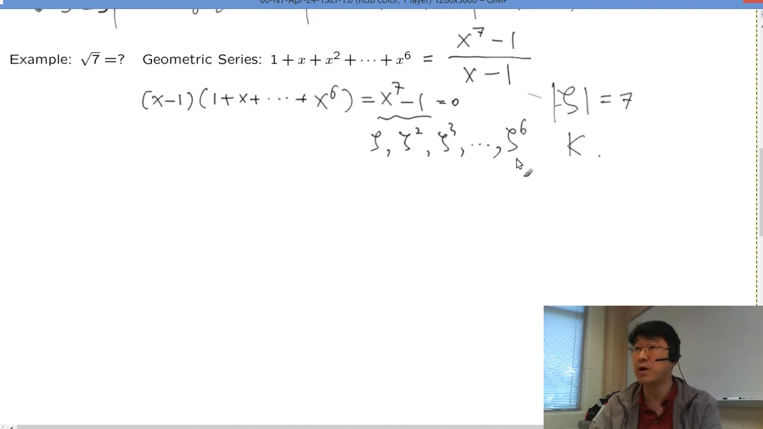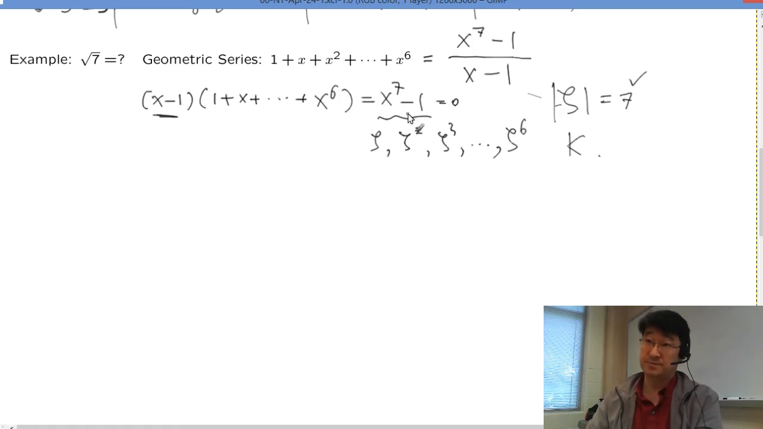If you raise that one, it's still 1. So these are all zeros of that, right? So how many of them are here? 6 of them. How do you know they're all distinct? That's the very definition of order, right? They're all distinct. And x equals 1 is one of the things that makes this one equal to 0, right?